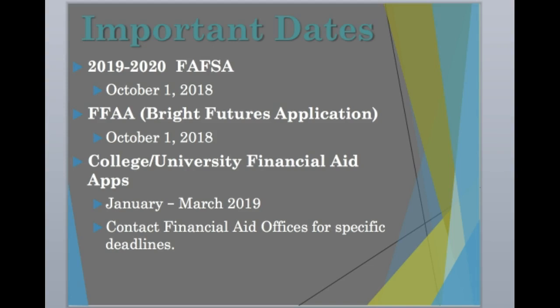This is what I would encourage you to complete as soon as possible, because this application does require that SCA go in and add your students' grades, test scores, and community service hours. So the longer you delay in completing the FFAA, the longer it will be before SCA can report all of this information to the state of Florida. So I would encourage you to do this one as soon as possible. And again, as I mentioned before, college and university financial aid applications open up between January and March of 2019. But go ahead and contact your financial aid office for specific deadlines.